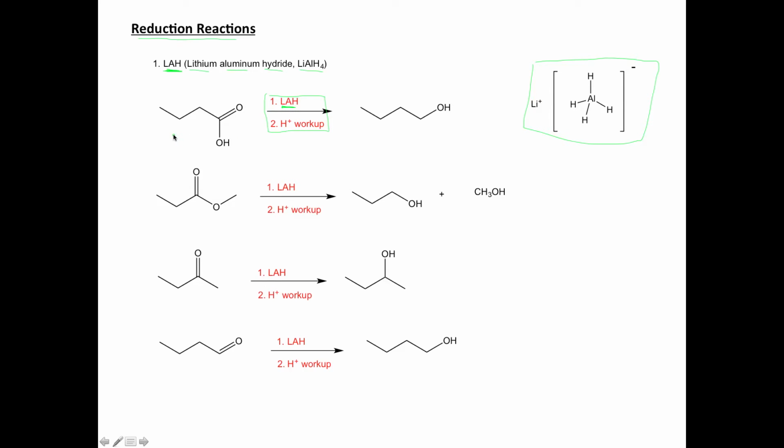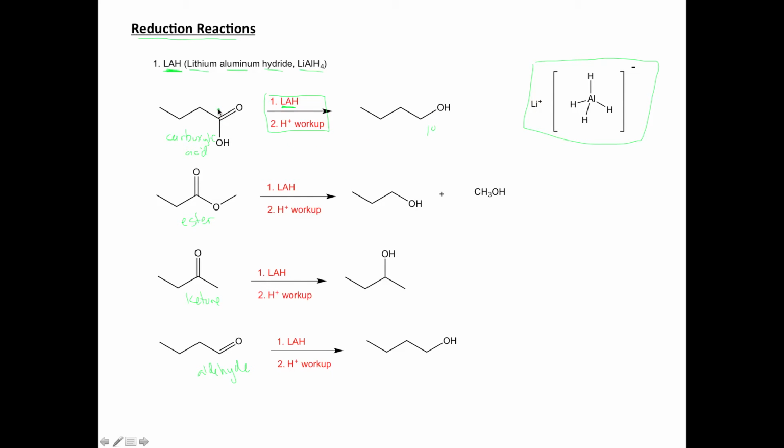So now I've got this organized by functional group. First, let's look at our carboxylic acid. Then we have a simple ester, followed by a ketone and an aldehyde. It's very important here to be comfortable with your functional groups. If you're not comfortable with your functional groups, oxidation and reduction reactions can be pretty complicated, or it's easy to make mistakes. So when a carboxylic acid is treated with LAH followed by H+ workup, you get out a primary alcohol.